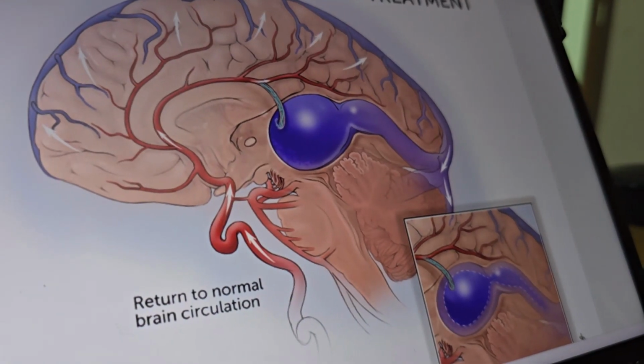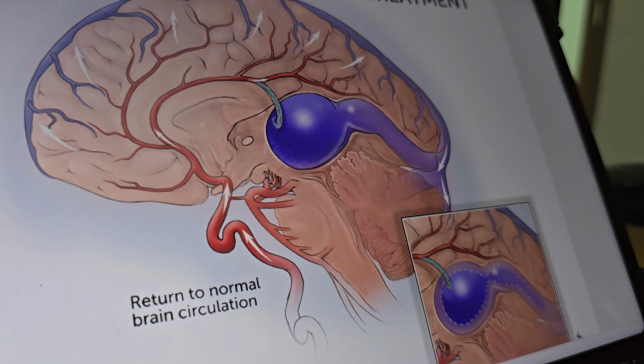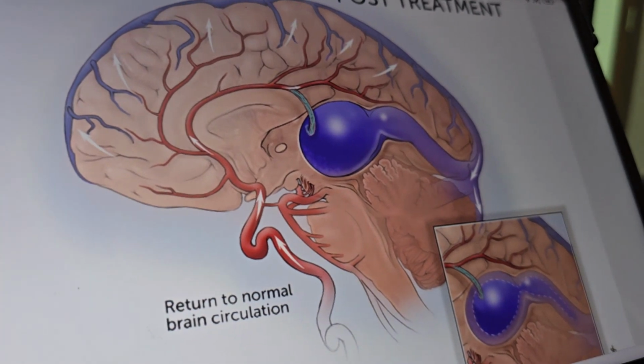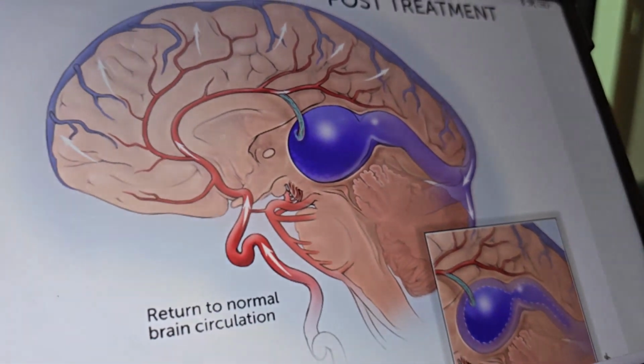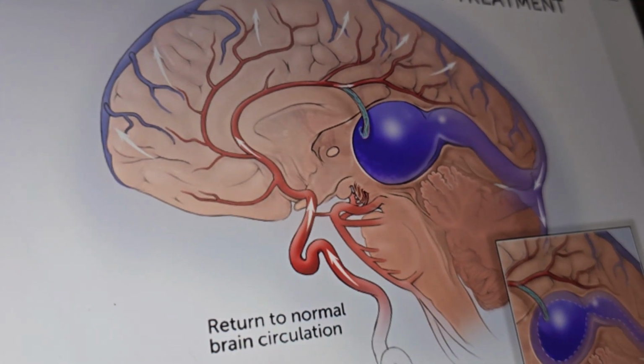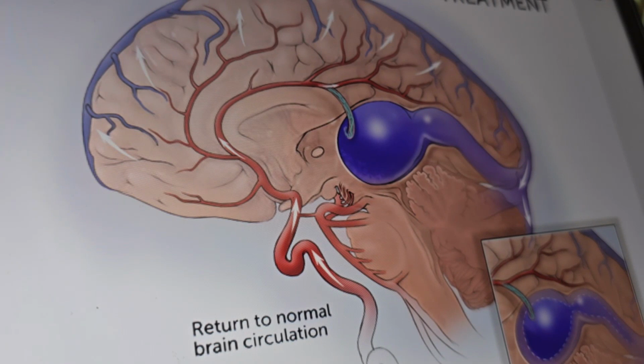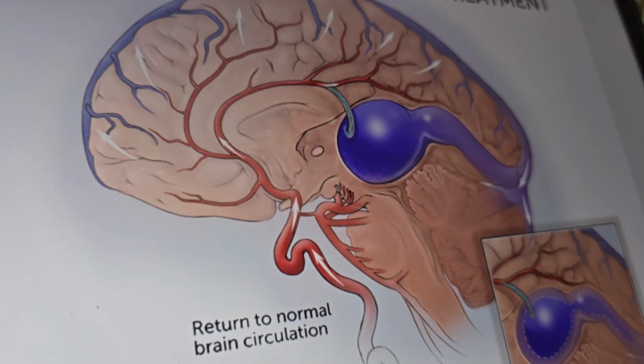And this is a post-operative picture, where you can see there is a return to normal brain circulation. This is the post-treatment situation. I took these photographs deliberately from the internet so you can understand, and I am hoping you are understanding very well.